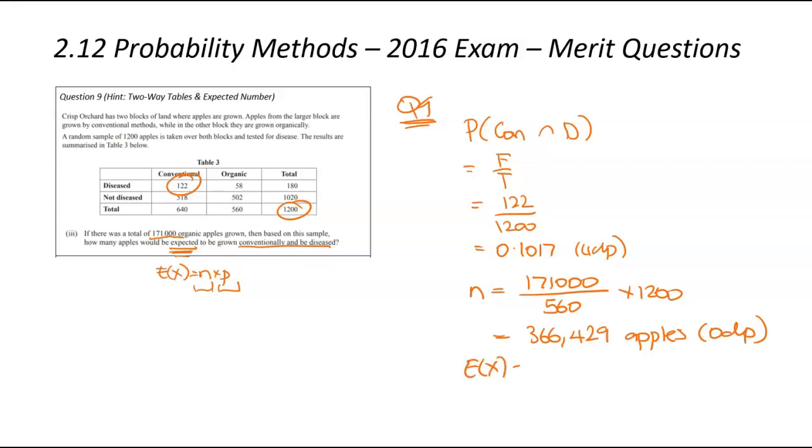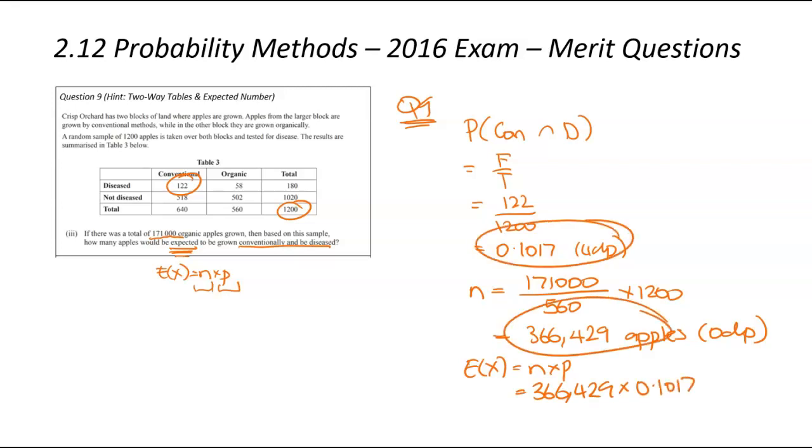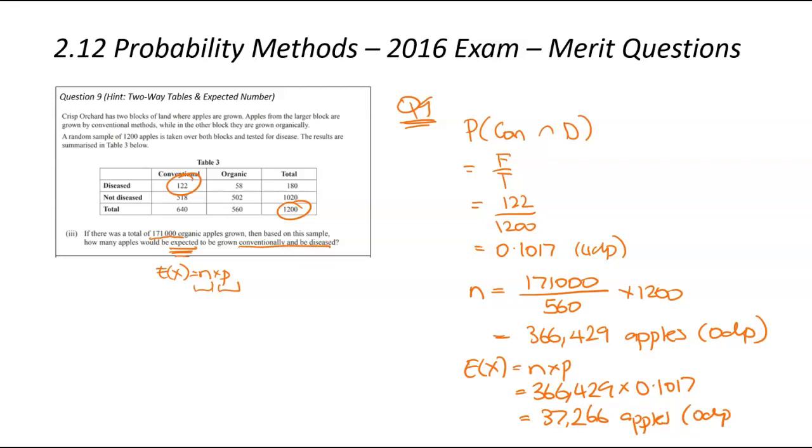So the expected value is going to be equal to N times P, which is equal to 366,429 times 0.1071. Those are the two numbers we've calculated above. And that will get us to 37,266 apples. And again, that was rounded to 0 dp.